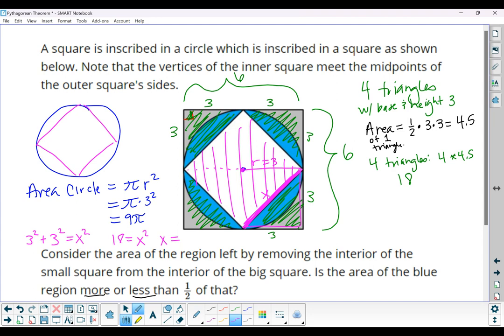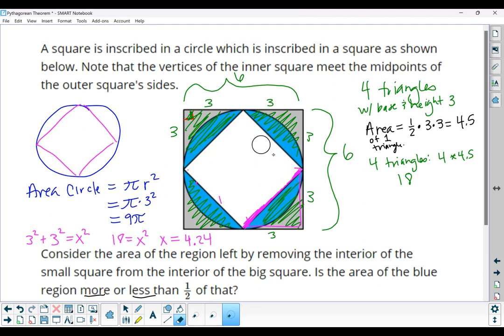So let's go into decimals here. So this is about 4.24. That's the length right here. So I'm going to erase that and write that length there, 4.24. And so if we square that, because it's a square, the area of this square is length times width. That's 4.24 times 4.24, which is 18. So this pink area is 18.